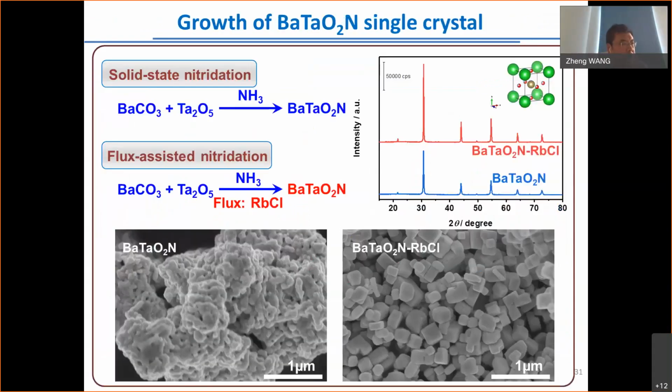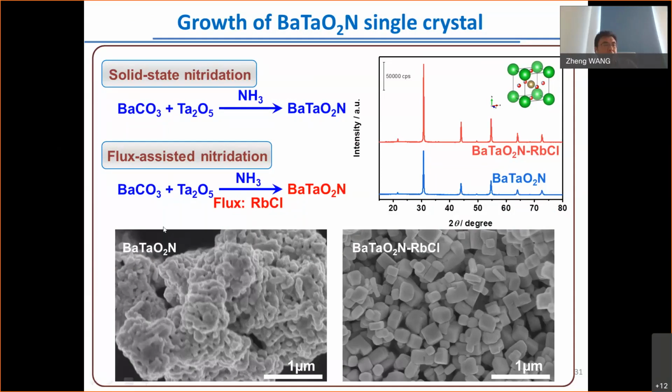Barium tantalum O2N is a perovskite type photocatalyst material that can harvest 660 nanometer visible light. It was usually synthesized by high temperature nitridation of a barium carbonate and tantalum oxide mixture. The crystallinity of the obtained sample is low and the particles were aggregated.